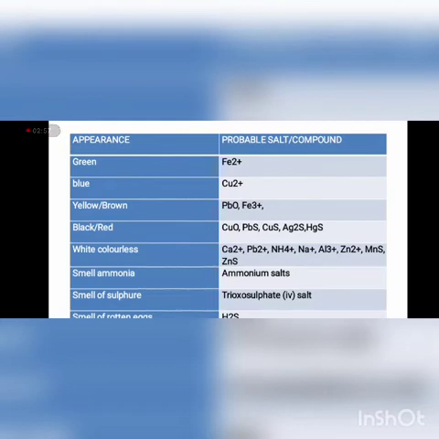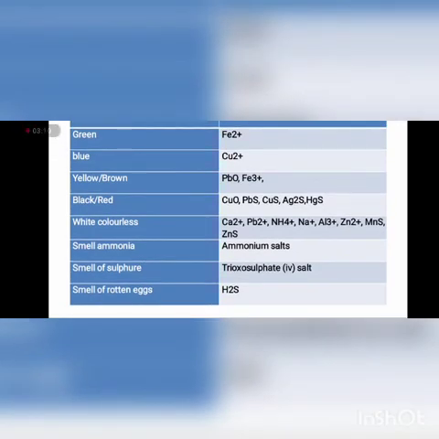The color of a particular compound will determine the kind of element or compound we are looking for. Now, for the smell of ammonia: if the compound smells like ammonia, like urine, we can determine that an ammonium compound or ammonium salt is present. And if it smells like sulfur, we can detect that thiosulfate is present. And if you smell rotten eggs, you can detect that hydrogen sulfide is present.